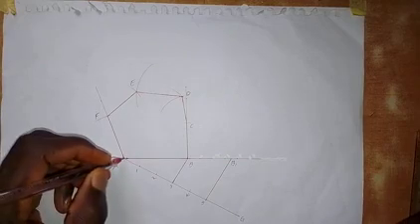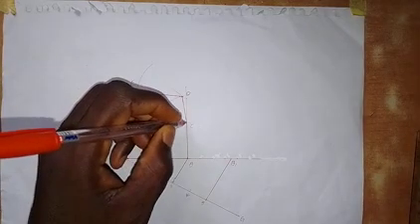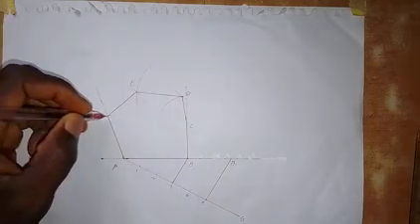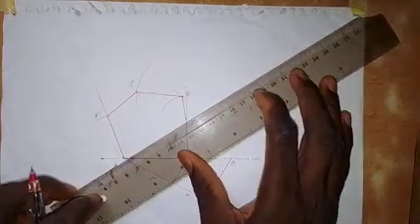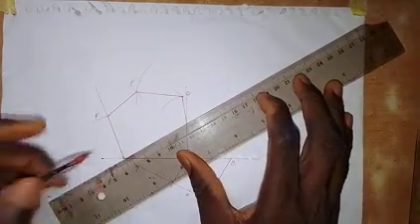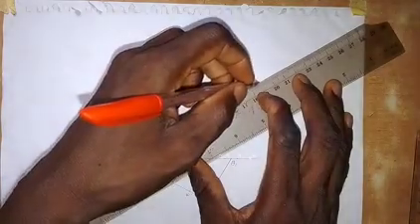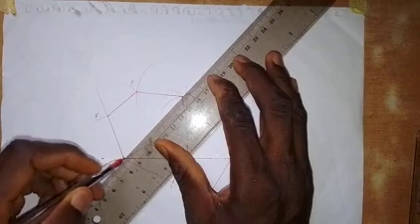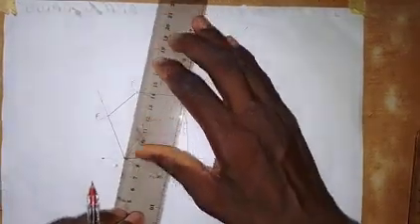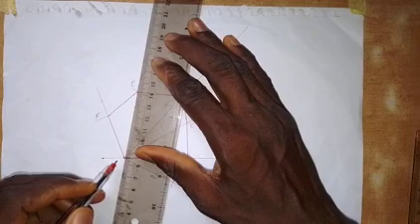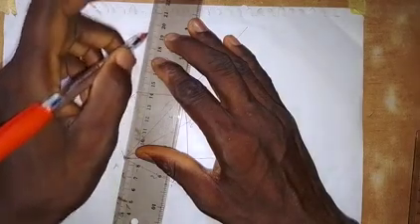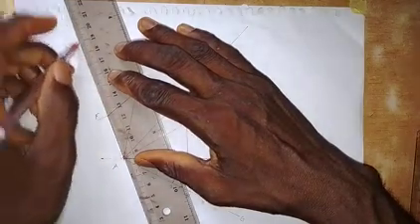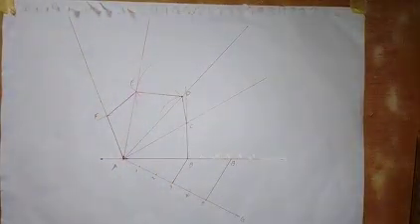The next thing that we are going to do is draw radial lines from point A, passing through point C, passing through point D, passing through point E, and passing through point F. From A we draw a line in this direction, then from A again passing through D, then from A passing through E, and then passing through F.